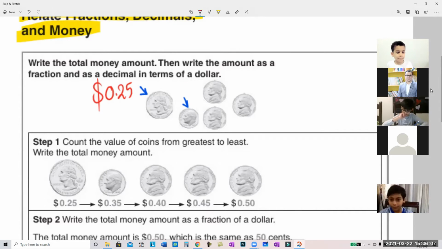Okay, yes, Abdul Mohsen. It's a dime. So how can we write it as a part of a dollar? 0.10 of a dollar. Okay, thank you so much.